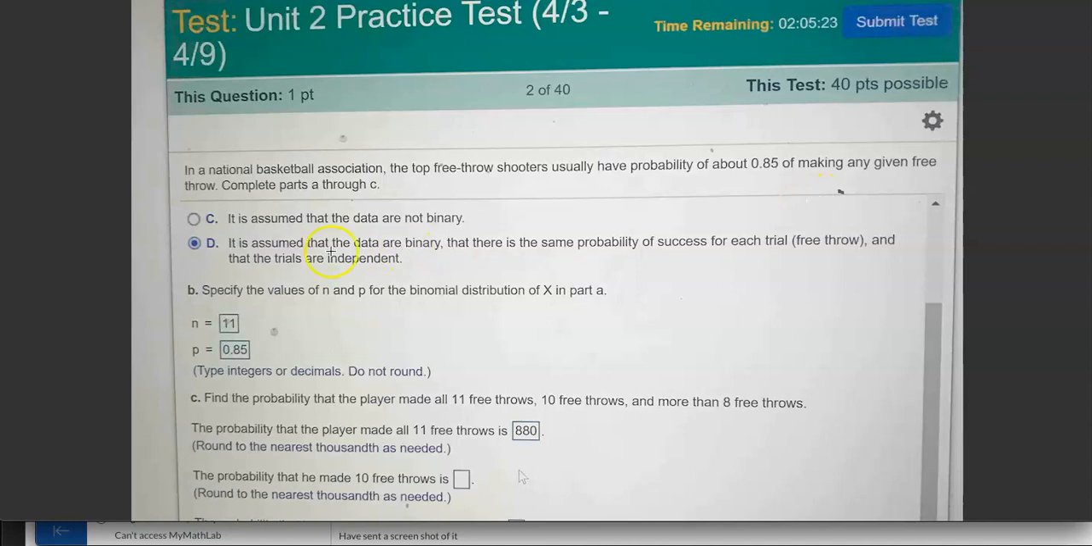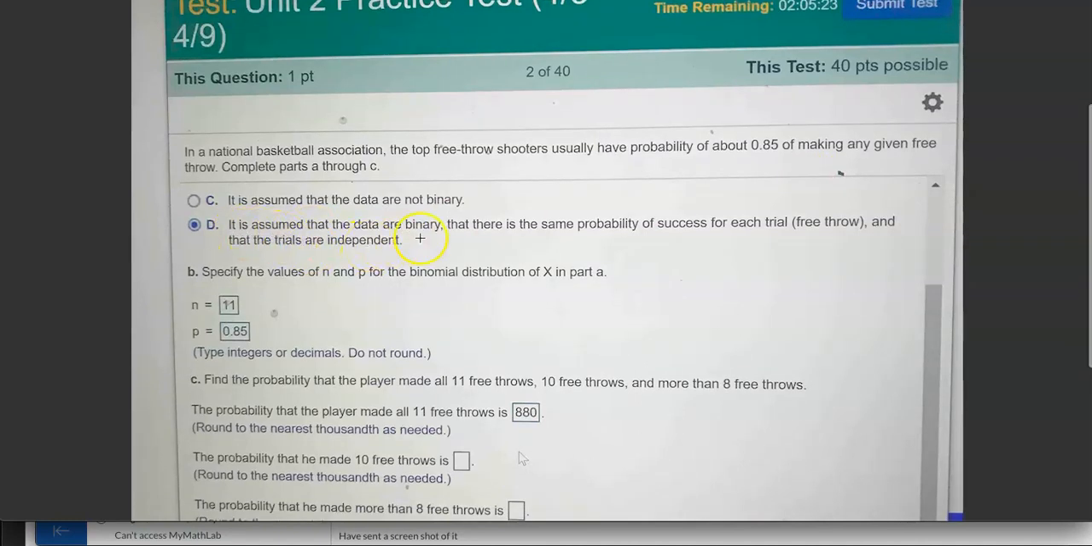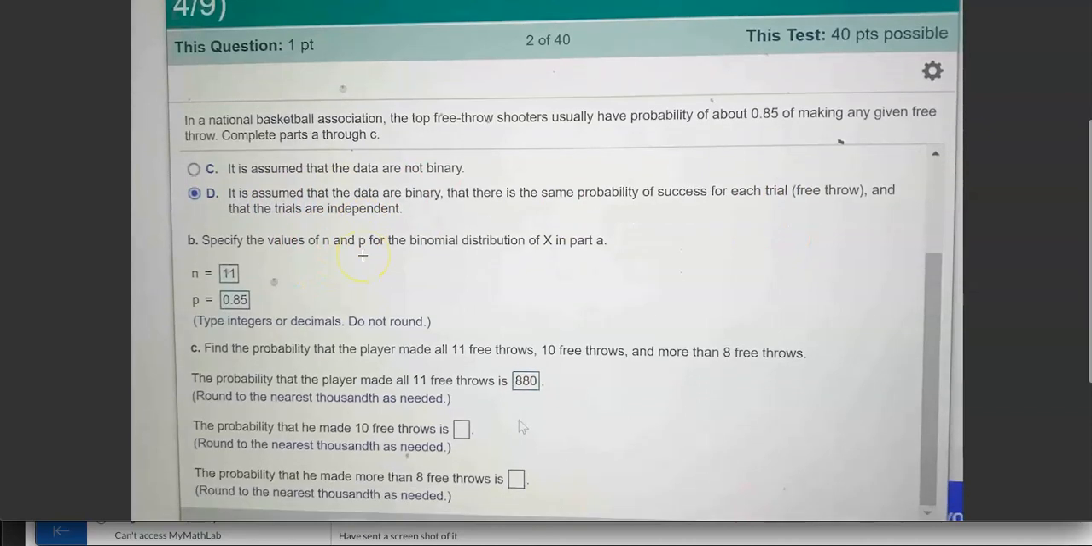All right, so here, answer a couple of these. Assume that data are binary. There is the same probability of success for each trial, free throw, and that the trials are independent. He did a great job there. He identified n equals... unfortunately, I cannot see. I know what happened, he scrolled down a little bit for me, right? So I didn't see what n was, but looking at how this problem is using 11 free throws, I think he's okay with n equals 11. And p definitely is 0.85, so I'm sure he got these two sections correct.